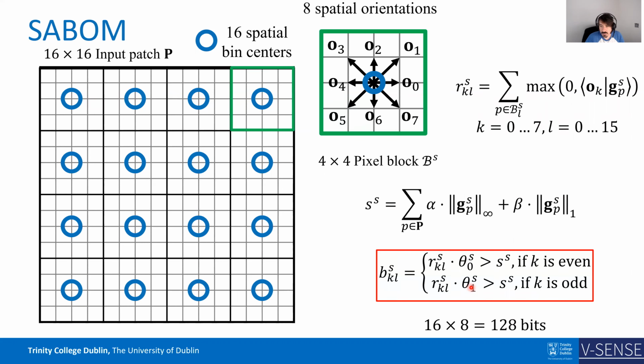And they depend on the parity of the index of the orientation vector. As we can see, orientation vectors with an even index have an L1 norm of 1, but orientation vectors with an odd index, shown here, have an L1 norm of 2.